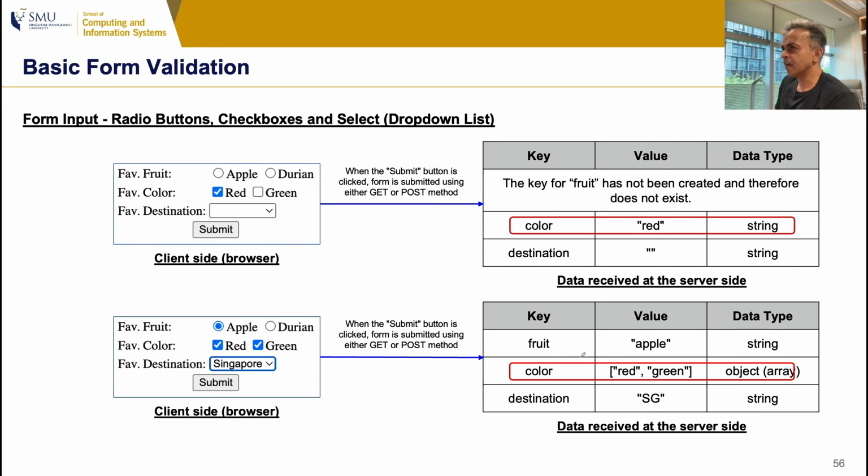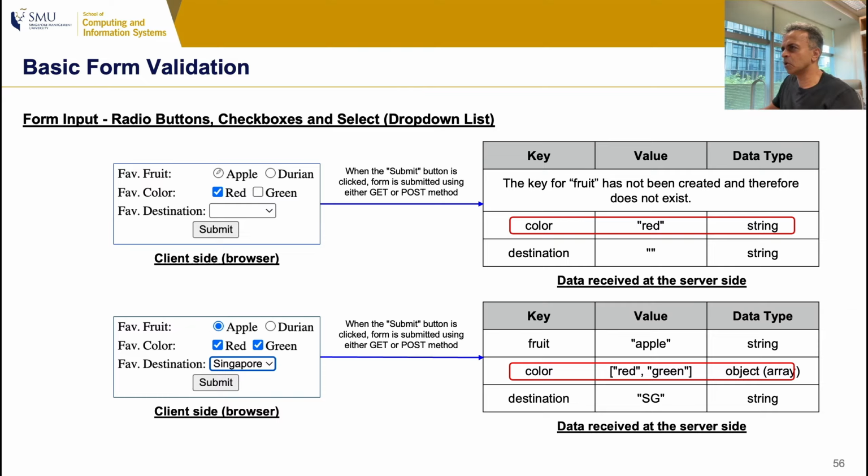On the other hand, if it is a radio button or checkboxes, then the key will not exist unless at least one of them is selected. So that is a tricky thing. You have to make sure, before checking the value of a key, that the key is there. So that makes it a bit tedious.